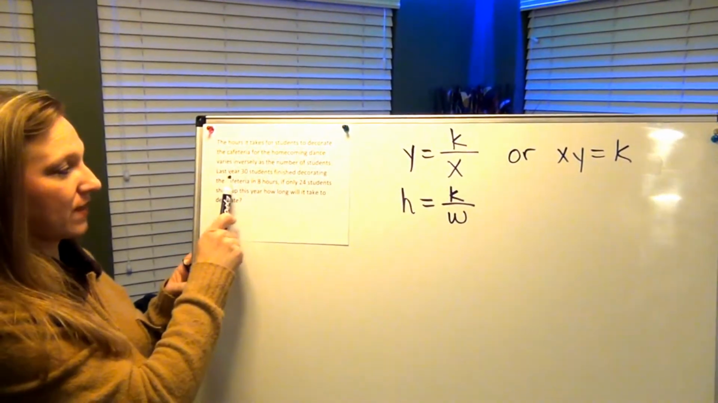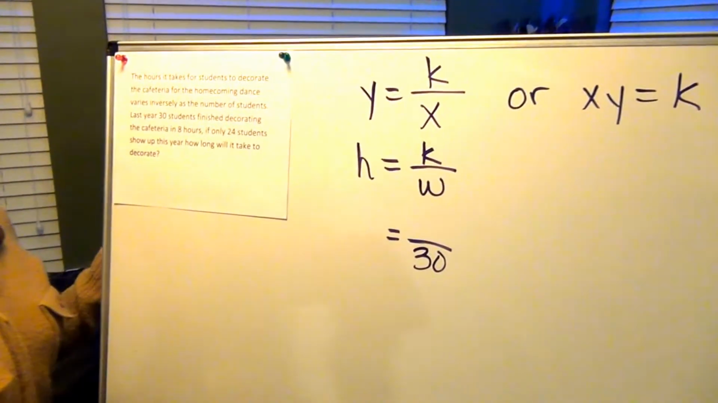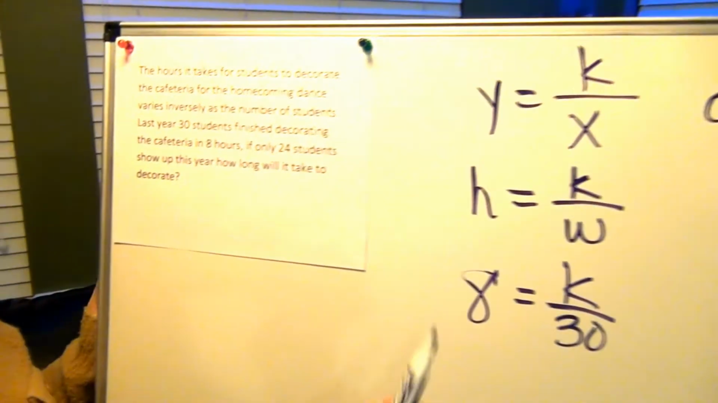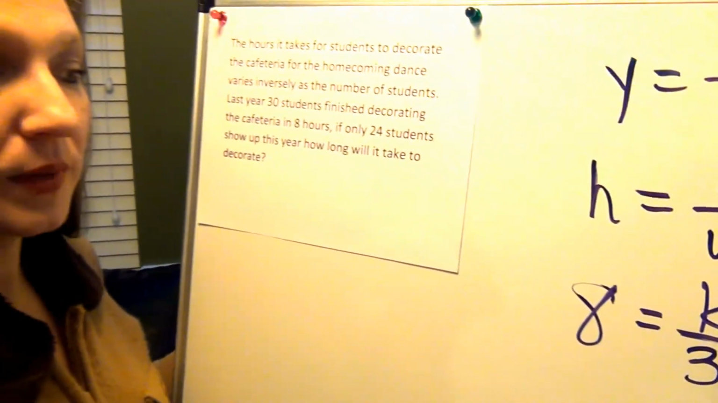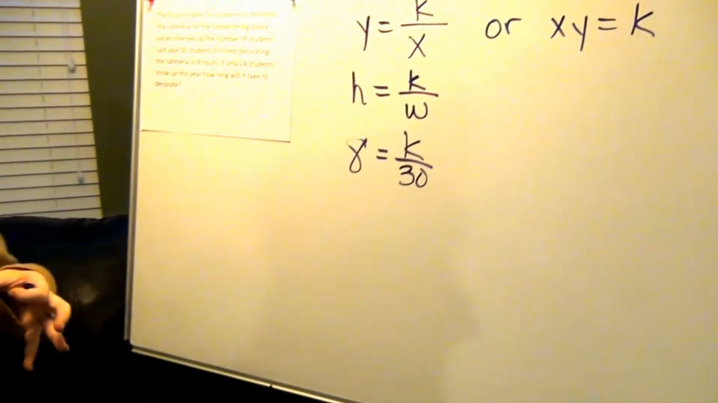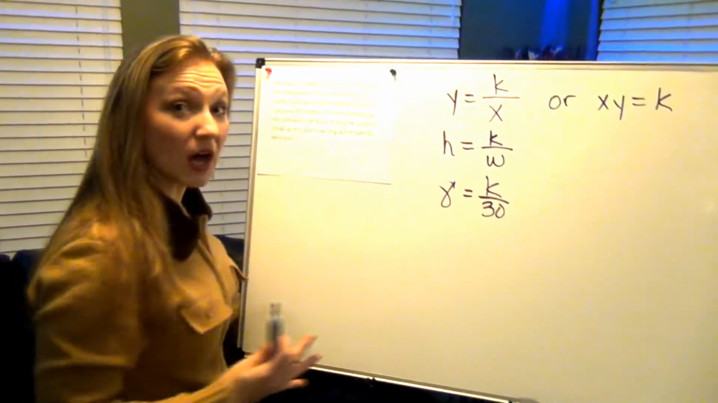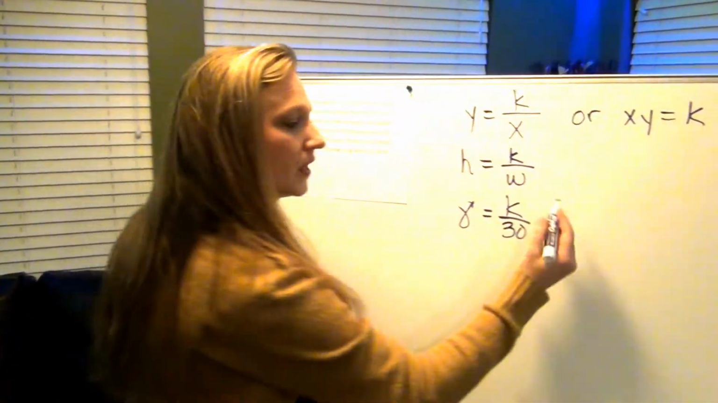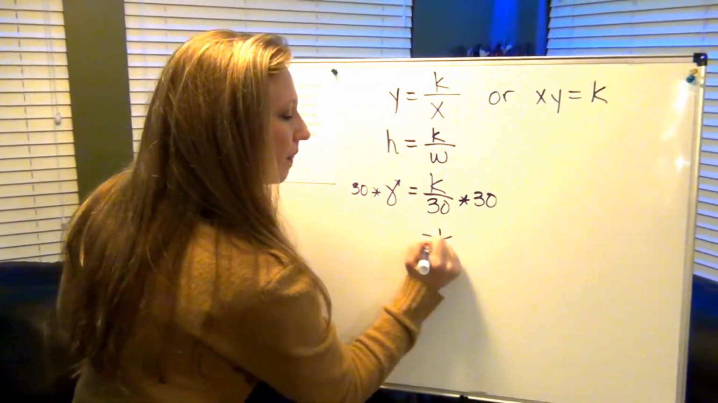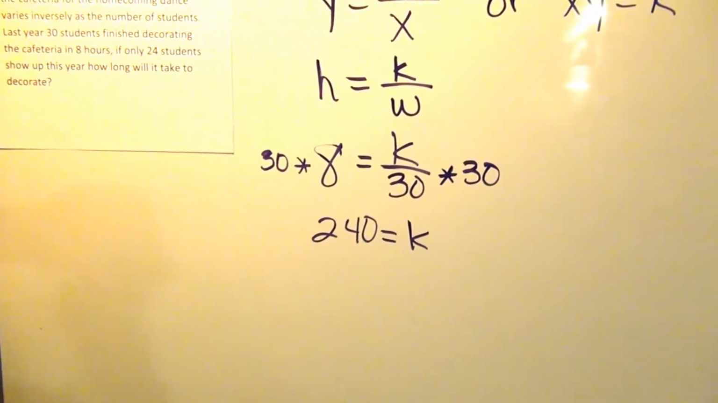So the first scenario they gave us is last year 30 students finished decorating the cafeteria in 8 hours. If we can find out this relationship, then we'll be able to figure out how many work hours total were put in, so we know what that constant of variation is. In order to solve this, this is division. To undo division, you have to multiply. So I'm going to multiply by both sides. 8 times 30 is 240. So that's my constant of variation.